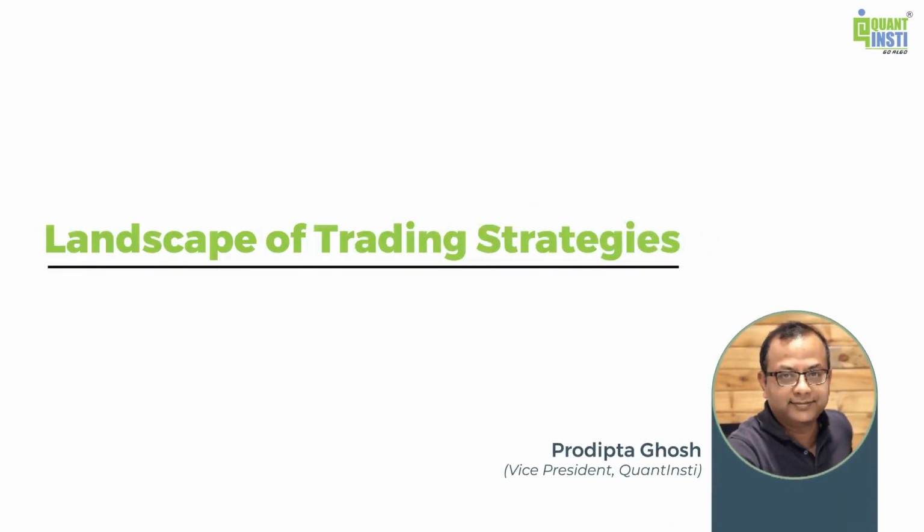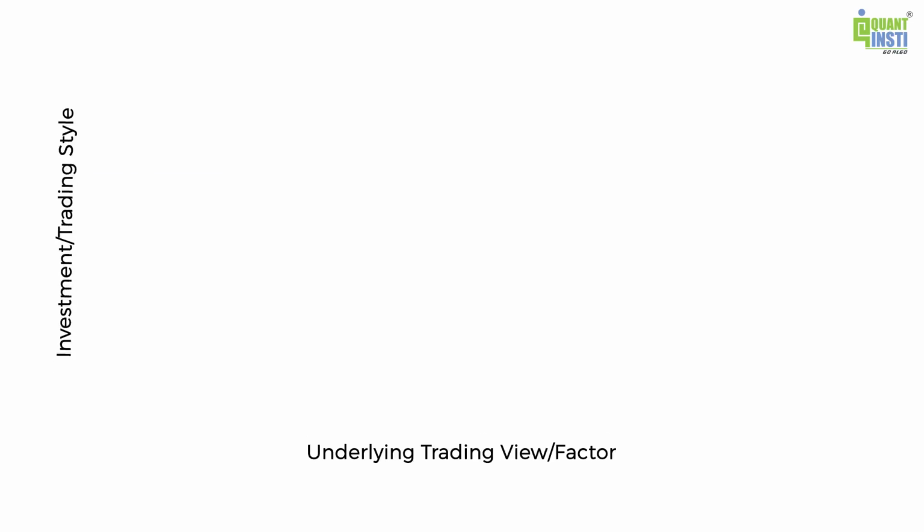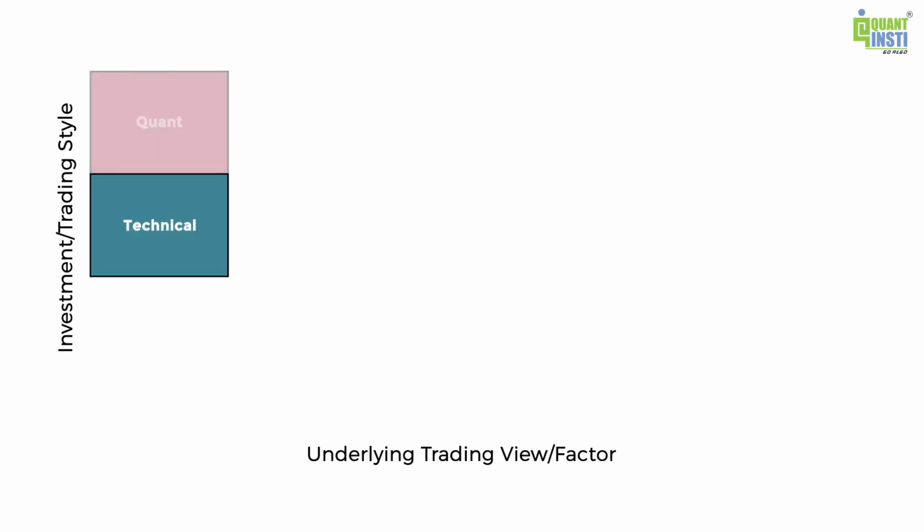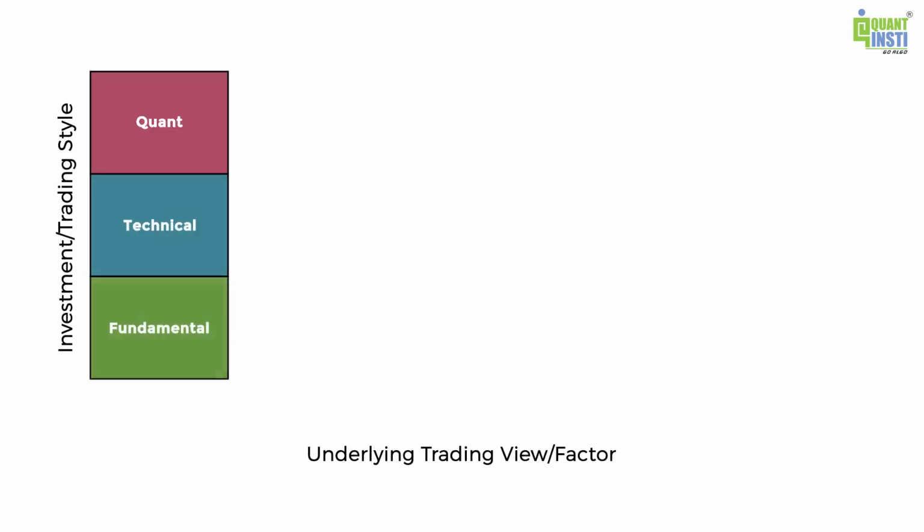So not only in equity markets, in general, we can view the landscape of the strategies in two dimensions. One is the underlying trading view that you want to express, or as the popular term is used now, the risk factor that you are trying to capture. And the second is the investment or the trading style. For example, if you're a technical trader, or a quant-oriented trader, or a fundamental trader.